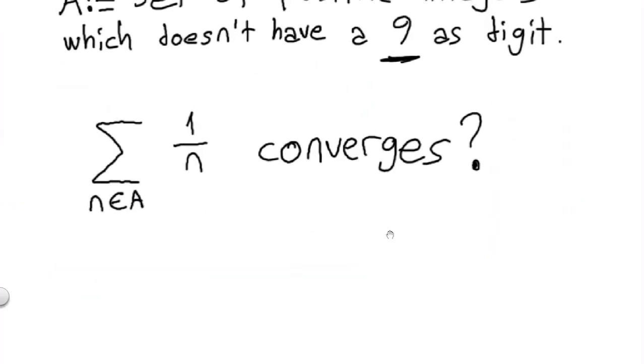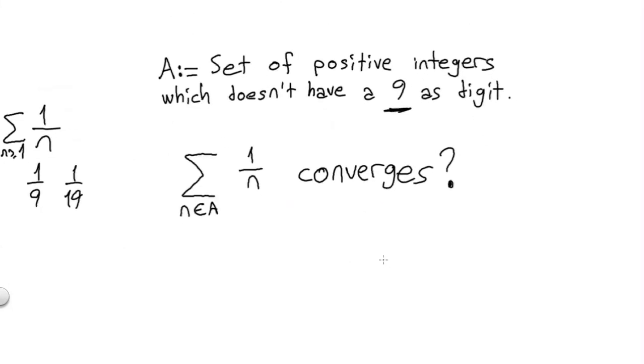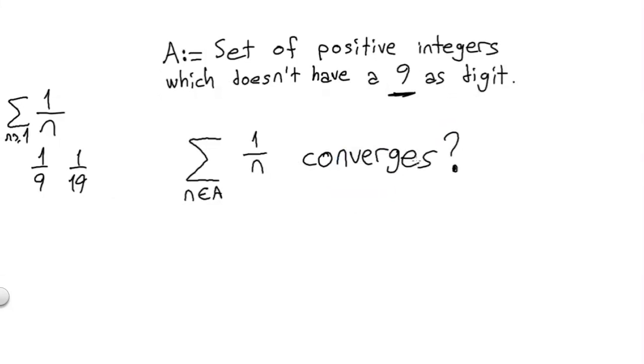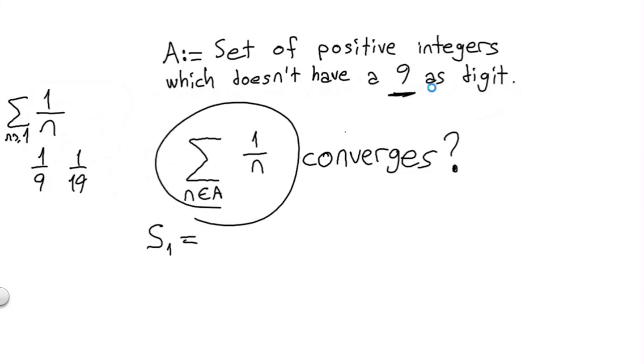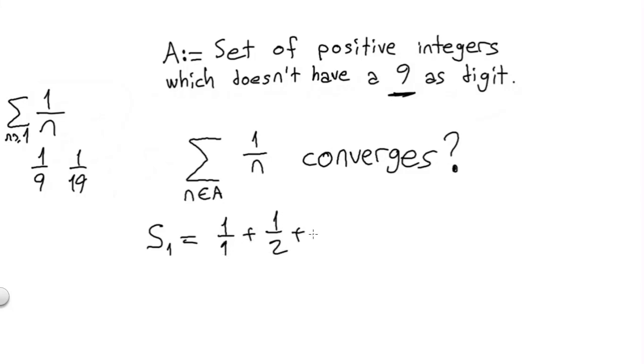So let's see. I'm just going to think digit-wise. I'm going to think about the terms that have only 1 digit, and I'm going to denote that sum by S1. So S1 is the sum of all of the numbers from this series which have 1 digit. So it will just be 1, 1/2, 1/3, and so on up to 1/8, and I won't have 1/9.